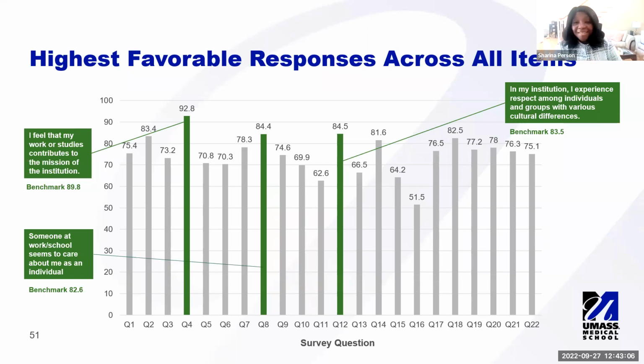Okay, so these are the questions that are the highest rated favorably. For example, "I feel that my work or studies contributes to the mission of the institution." That's the highest favorable rating, followed by "Someone at work, school seems to care about me as an individual," and "In my institution, I experience respect among individuals and groups with various cultural differences."